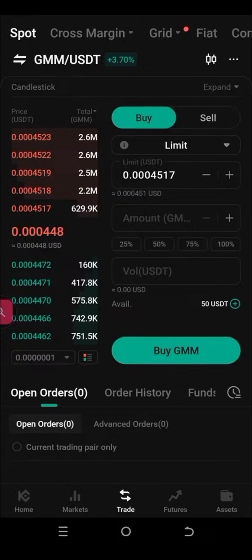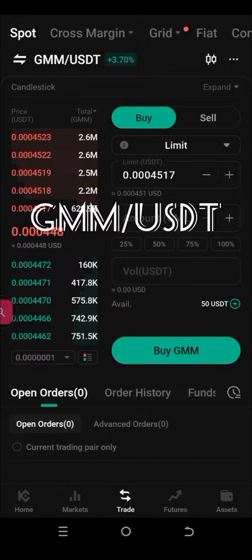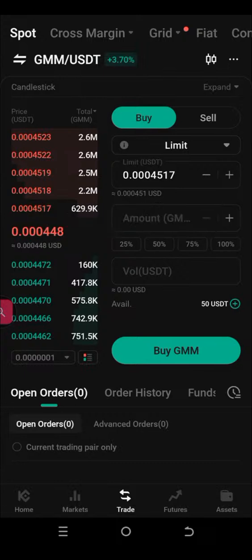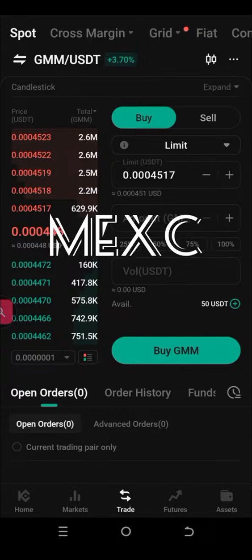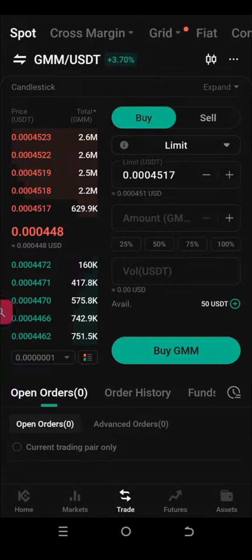Get set and see what we have today. We've got GMM/USDT. Now, look at it. This is GMM, and we're going to be looking at going between KuCoin and MEXC. So we're going to quickly do a simulation and see how this works. Okay, so we've got $50 here, and we'll just quickly check it out and see all the different things we need to do to carry out this trade.